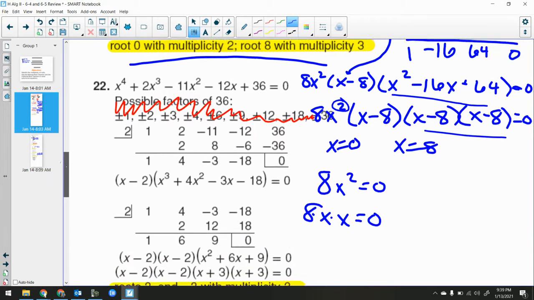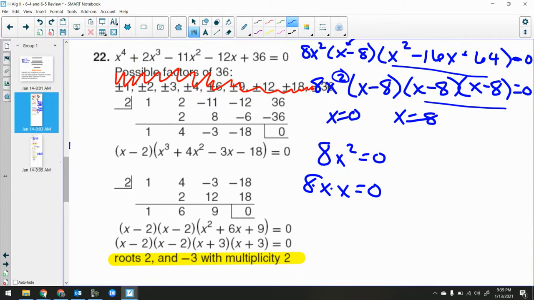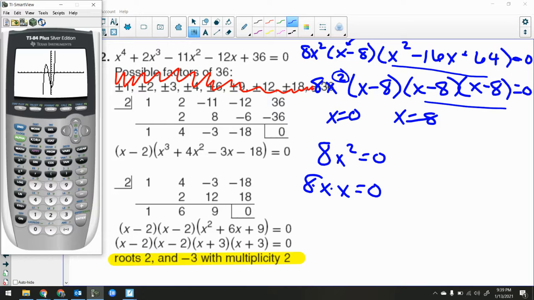Okay, same thing for number 22. This does not factor, so I go into my calculator and I see that it crosses. Looks like it bends through. You know what? Let's just double check this. Let's graph this. So I've got y equals x to the fourth plus 2x to the third minus 11x squared minus 12x plus 36. And then I graph.